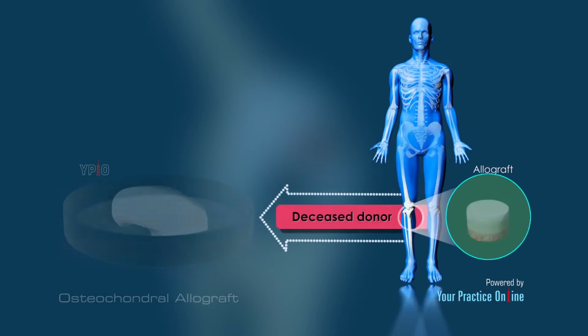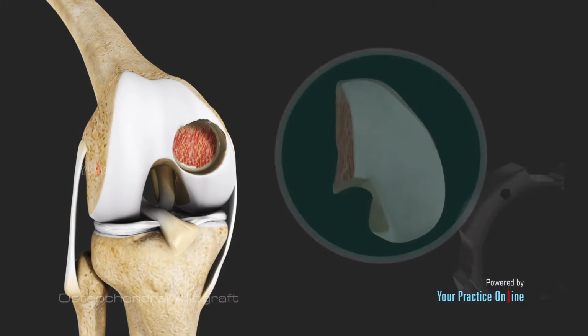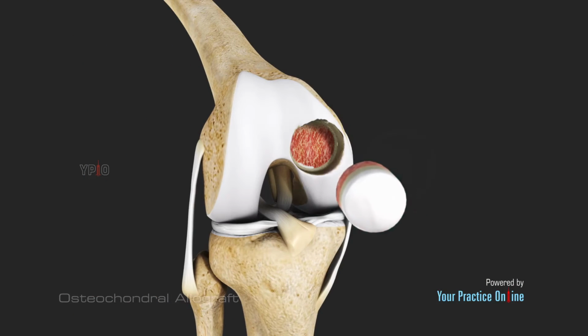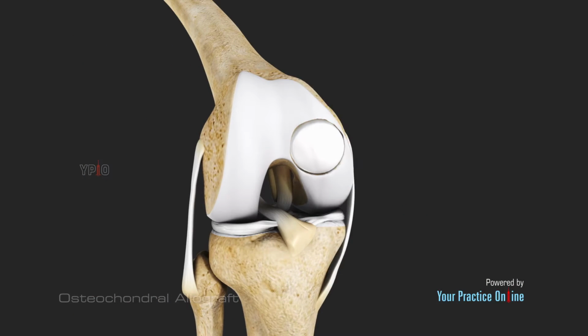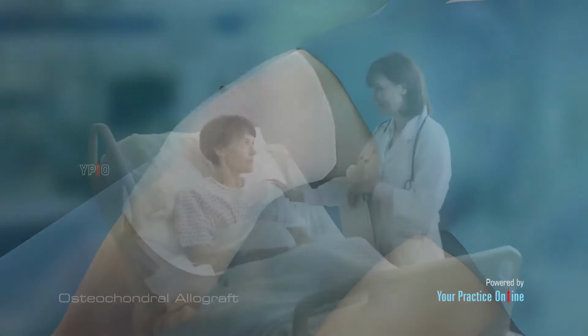A fresh allograft taken from a deceased donor is sterilized, prepared in the laboratory, and tested for risk of disease transmission. It is then trimmed with an oscillating saw to match the size of the prepared defect. The allograft is then gently press-fit into the defect created in the recipient bone. It can be further stabilized with metallic screws and pins if needed. The incision is closed and dressing applied to the joint.